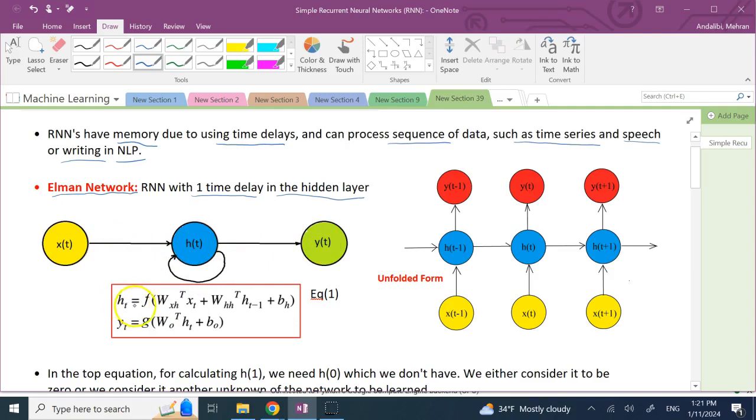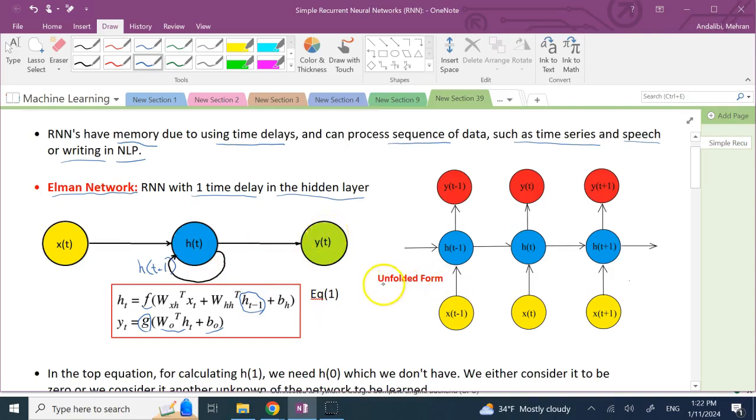So h at any point is a function f of a linear combination: some weights times the input, plus some other weights times the delayed version of that h, which is basically this guy. When this guy comes back, it becomes h of t minus 1, a delayed version of the signal. Okay, and then some bias. The nonlinear function here is f, and then you pass that h, multiplied by some gain and plus some bias, to another nonlinear function g, and you get your y.